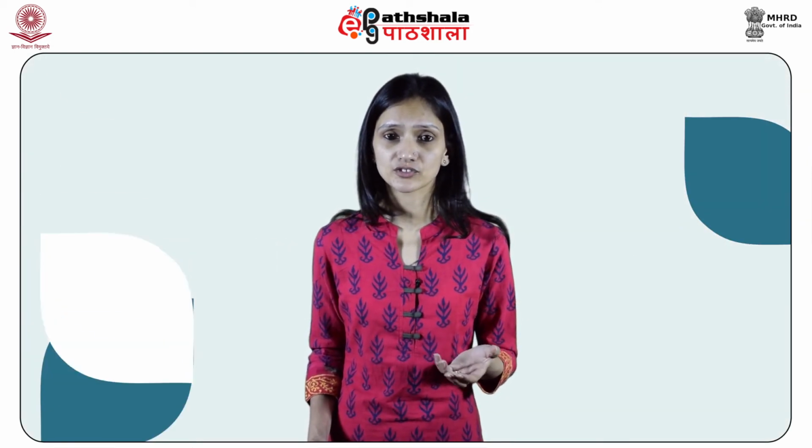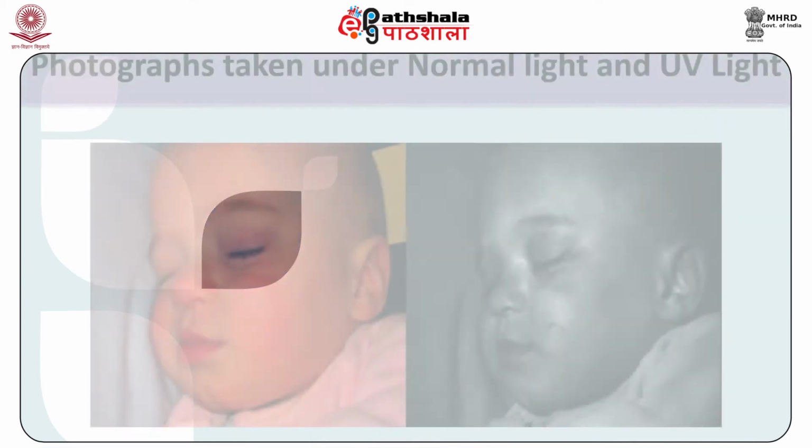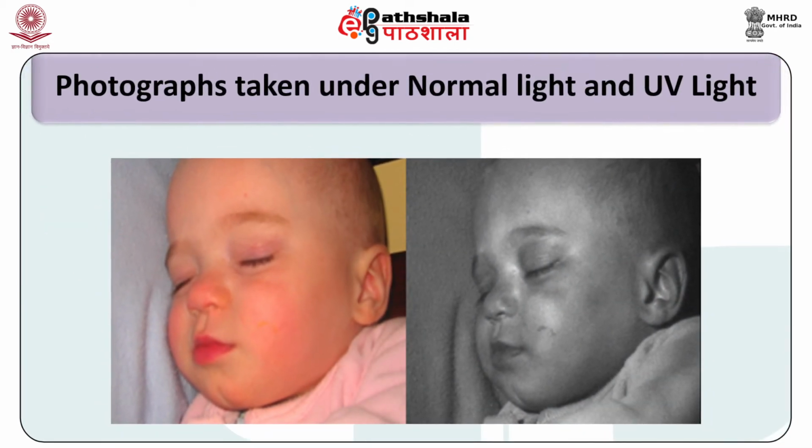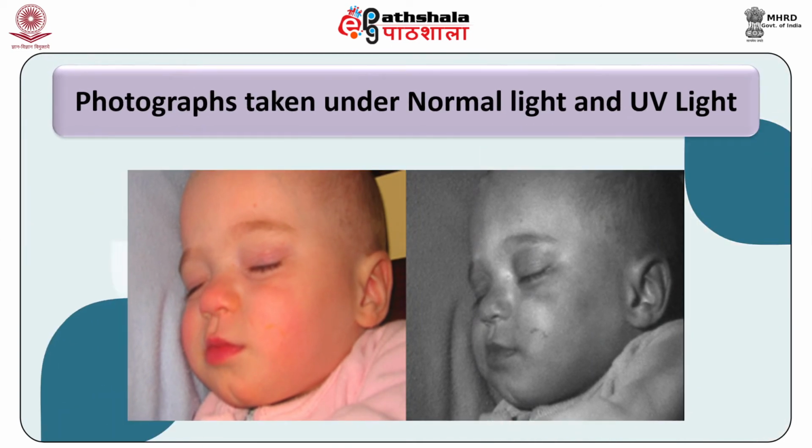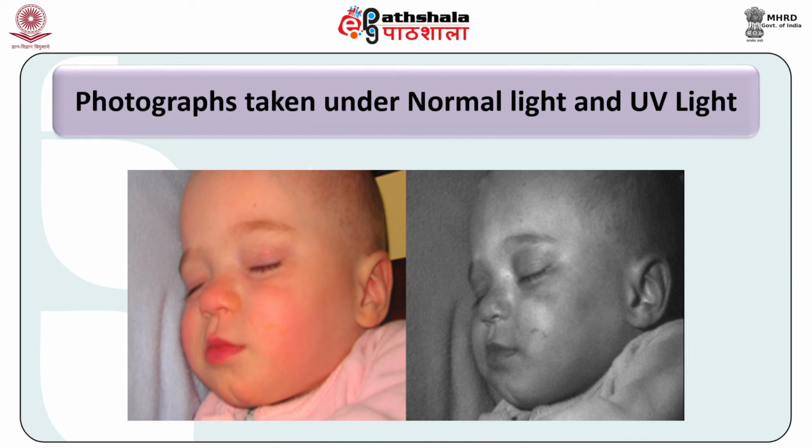Now these are pictures showing results of reflected UV light photography on the human body. This baby was photographed in normal light and UV light. She had very minimal exposure to the sun and always with sunblock. Thus there is no evidence of sun-induced hyperpigmentation.